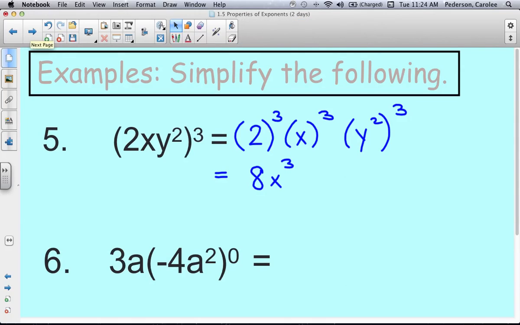This last piece is the power to the power rule. That says y squared times y squared times y squared is y to the 6th. I multiply those two exponents together. So 2 times 3 is 6.